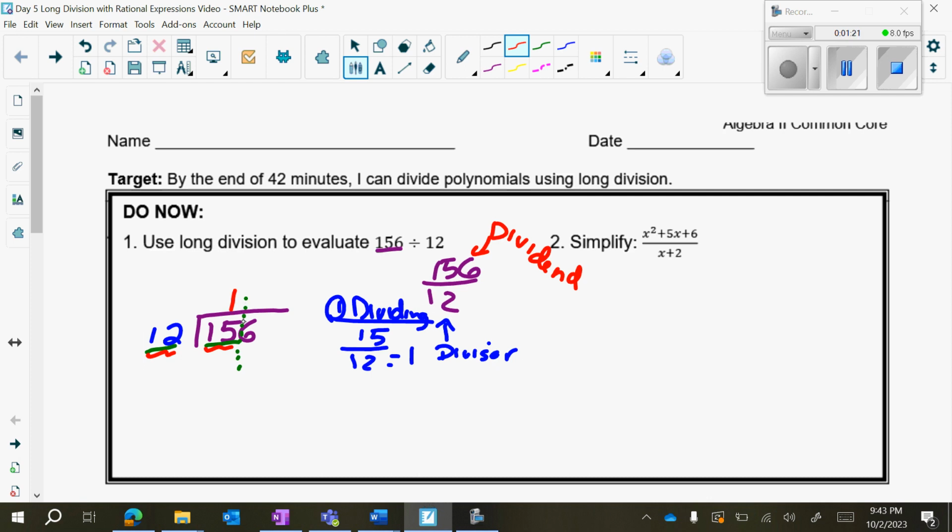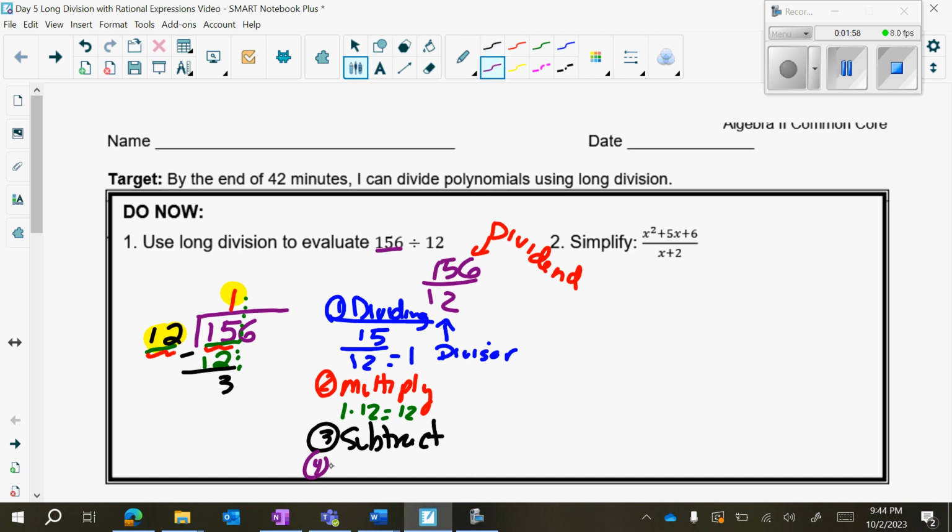Remember that? Now, the next thing that we would do would be to multiply. Specifically, what would we multiply? We would multiply this number by this number, and we would write it underneath that 15. So when you do 1 times 12, you're going to get 12. 1 times 12 equals 12, and that goes here, right? And then what would we do next? I'm hoping you're going to say subtract. It would do 15 minus 12, and you're going to get 3, which is basically what's left over when you divide 15 by 12. And what would be the last thing we would do?